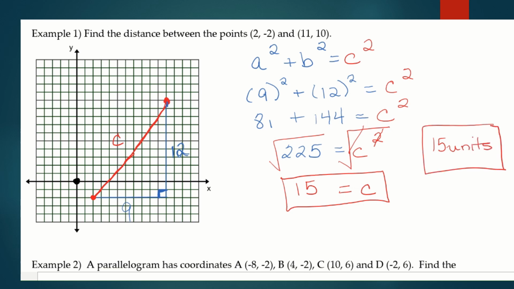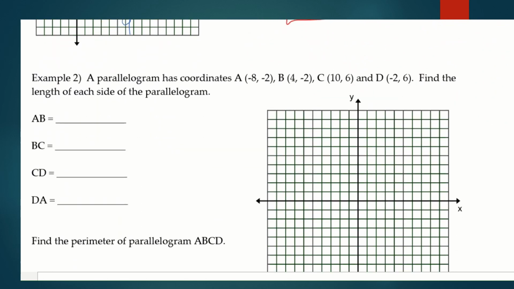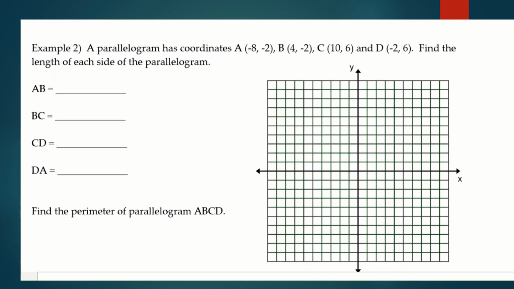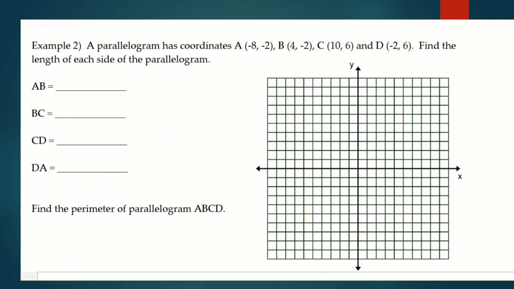Okay, so that's how we can use the Pythagorean theorem to help us find the distance between 2 points. So let's keep practicing. Taking a look at example 2, it says a parallelogram has coordinates A, B, C, and D. Find the length of each side of the parallelogram.